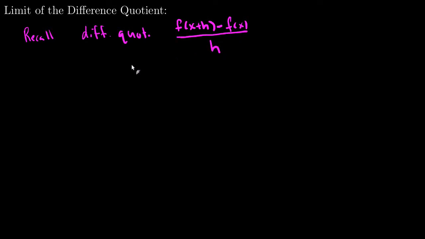Well, first off, let us recall that the difference quotient for some function f of x will be f of x plus h minus f of x, all divided by h. And this can be used to find average slope.